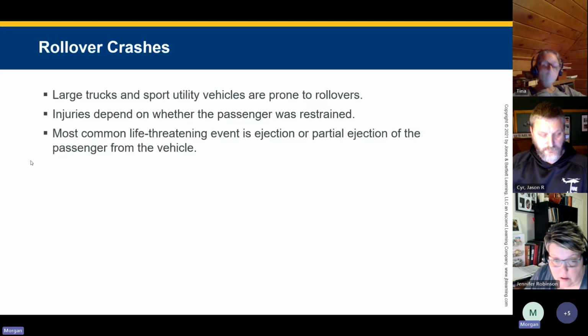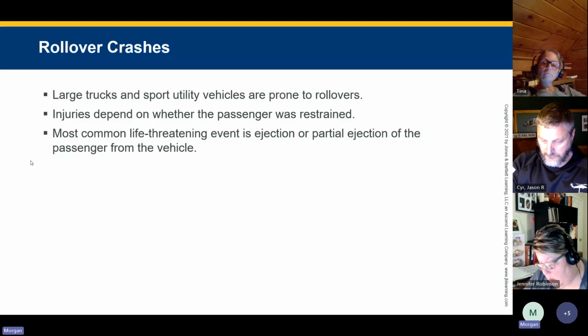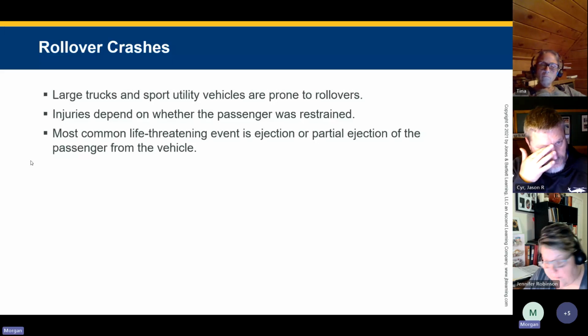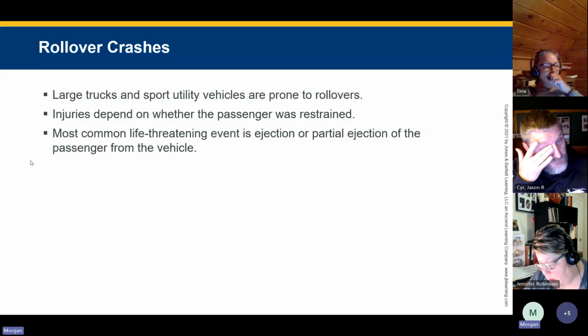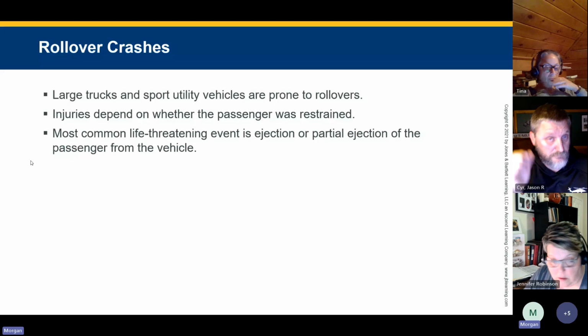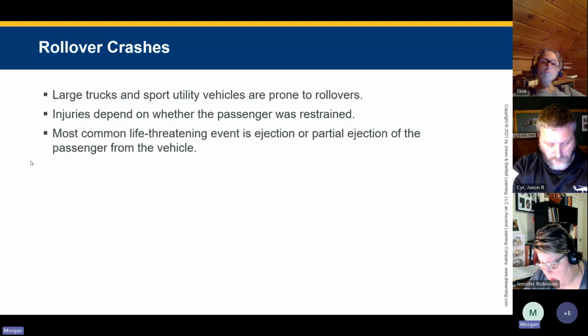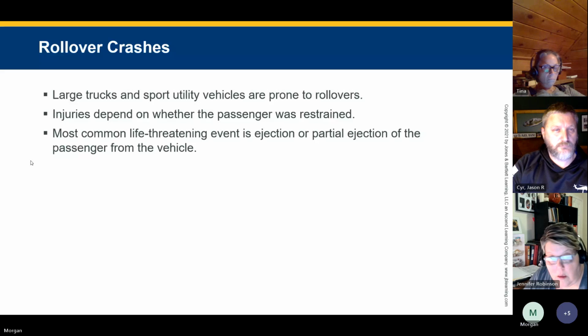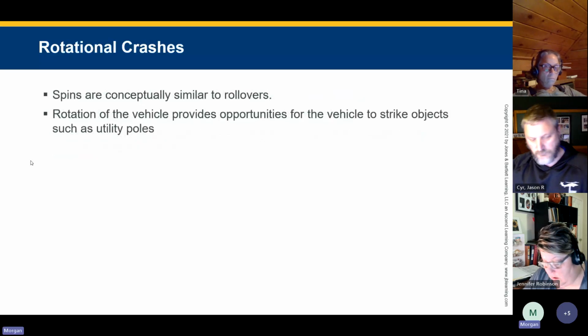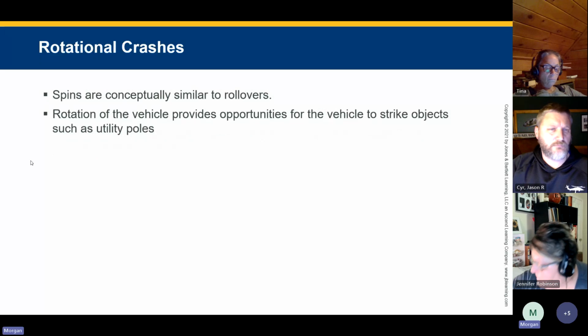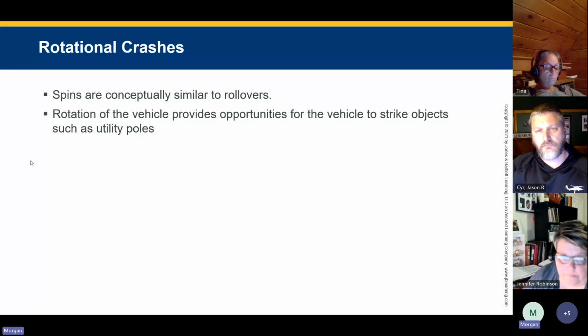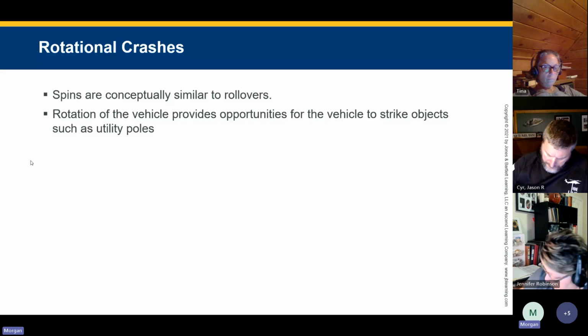So rollover crashes usually occur with vehicles with a higher center of gravity. If they're not restrained, people usually get thrown out and ejected, and it's fatal most of the time. Or partial ejection, when they come through the windshield and it still rolls them. And spins are a little bit like rollovers. If you're not seatbelted in, you're just going to be a missile in a vehicle and get thrown around.